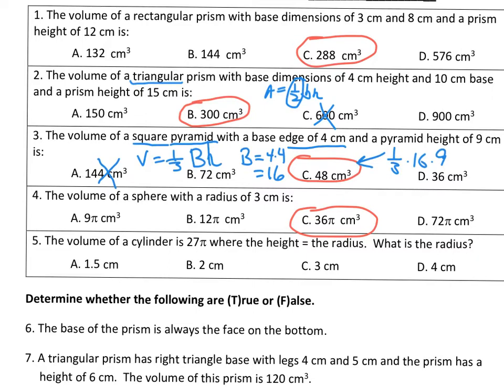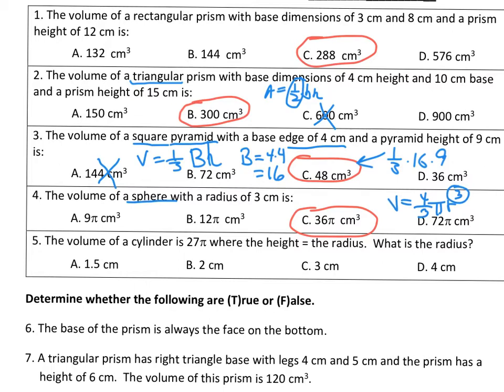The formula for number 4 was the volume of a sphere is 4/3 pi r cubed. So make sure that you raise that radius to the 3rd power.